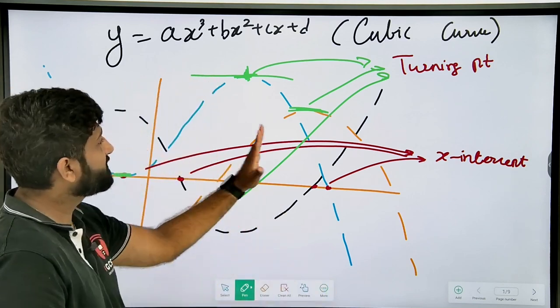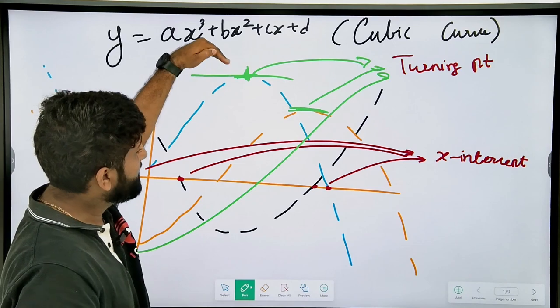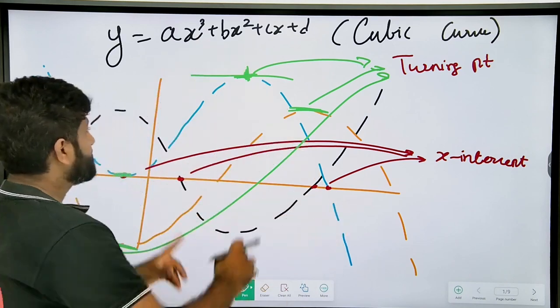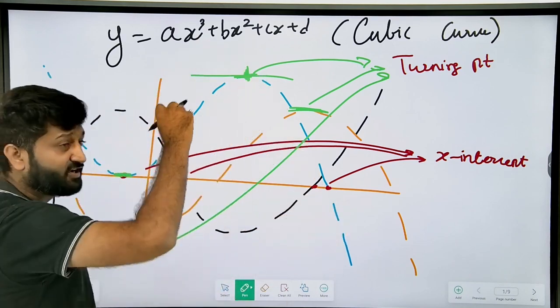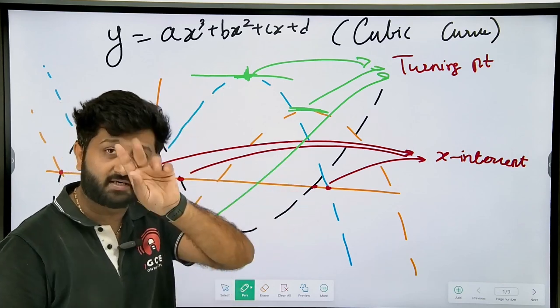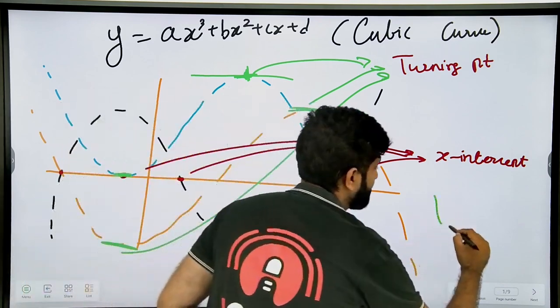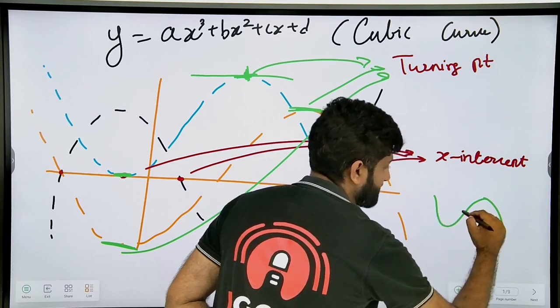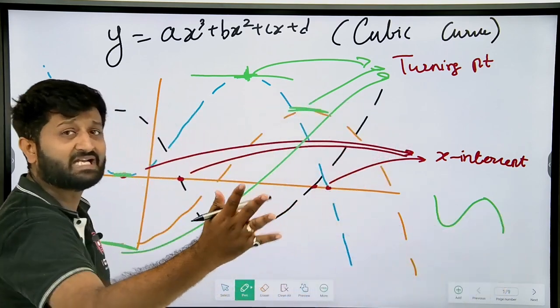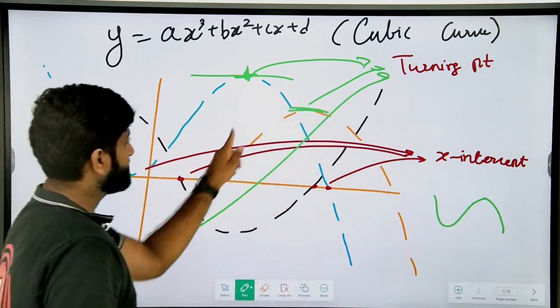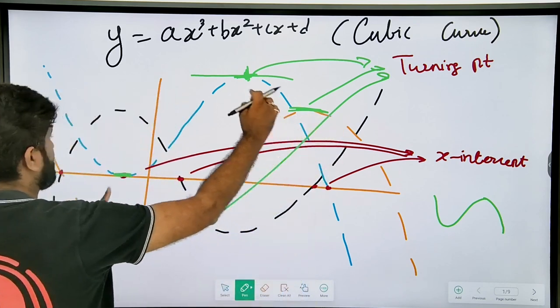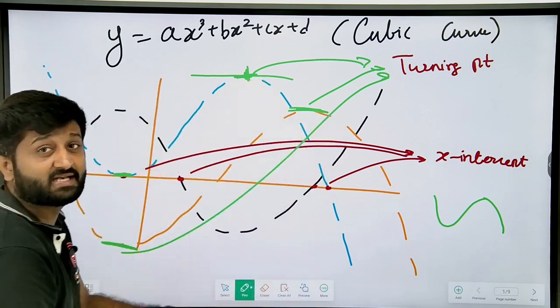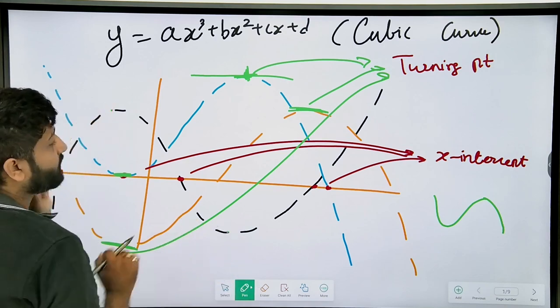Now what will happen after this point? Obviously the value of y is reducing. So these 2 are my turning points. When the graph turns, either it turns like this, or like this. The graph basically turns. So again, this is also a turning point. These 2 points are my turning points, and even these 2 points are turning points. In the same way, you can also say these 2 points are turning points.